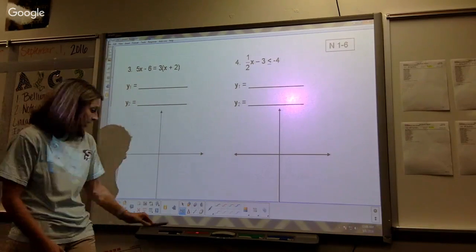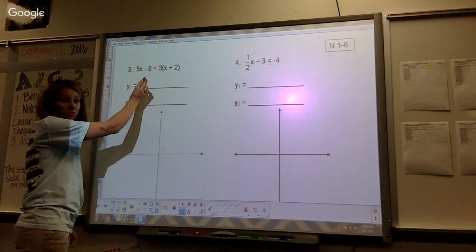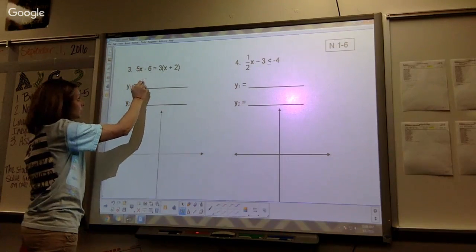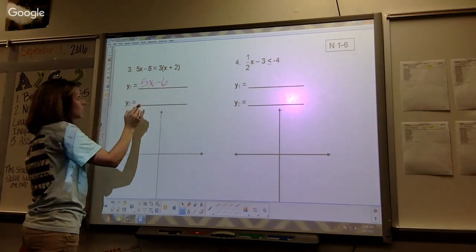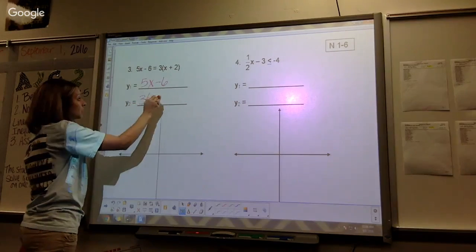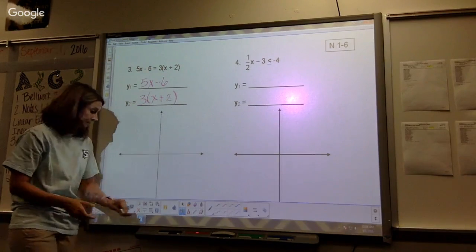All right, let's take a look at 3. So 3, we have an equation. We're typing in the left side in y1, right side in y2.